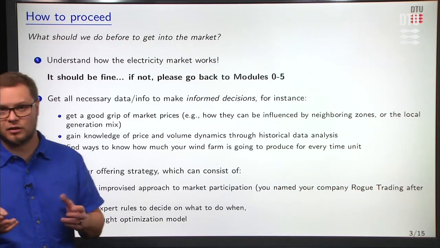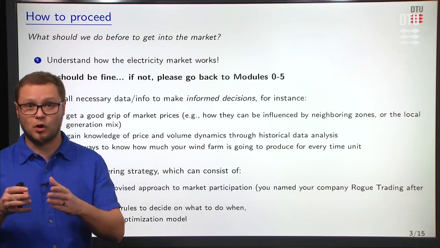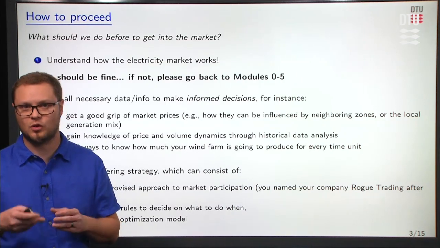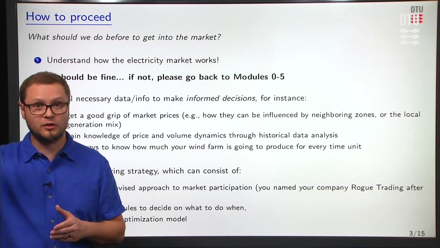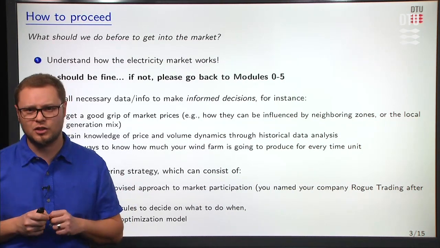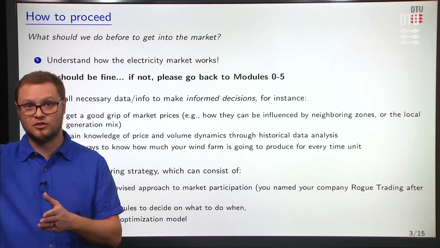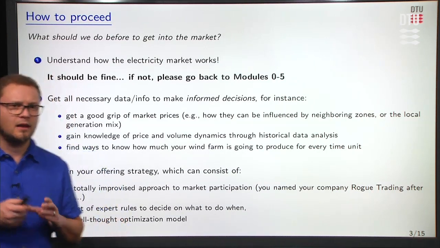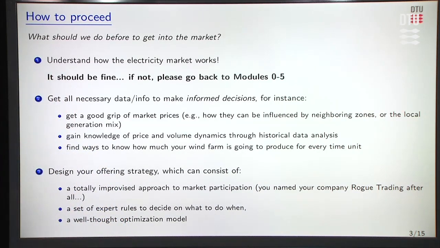Again, depending on the location of your asset, being a wind farm, a solar power plant, etc., you may actually know about the wind conditions, the solar conditions. For instance, for solar, most likely there's not going to be generation at night, and there's going to be increasing generation during the day and then decreasing again in the afternoon. And finally, which is something that we'll develop further in this module, you may want to use a well-thought optimization model.